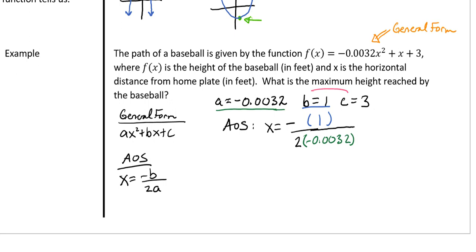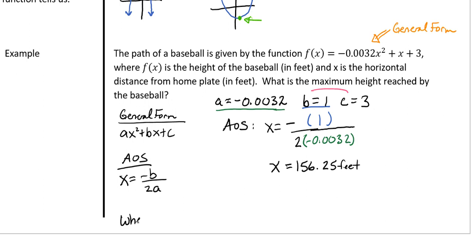So what we're going to do now is use our calculators. Pull out your calculator, clear your screen, and we're going to enter in that fraction of negative 1 divided by 2 times negative 0.0032. When we plug that in, that's going to give us an x value that is 156.25 feet. Right now, that's the distance from home plate.